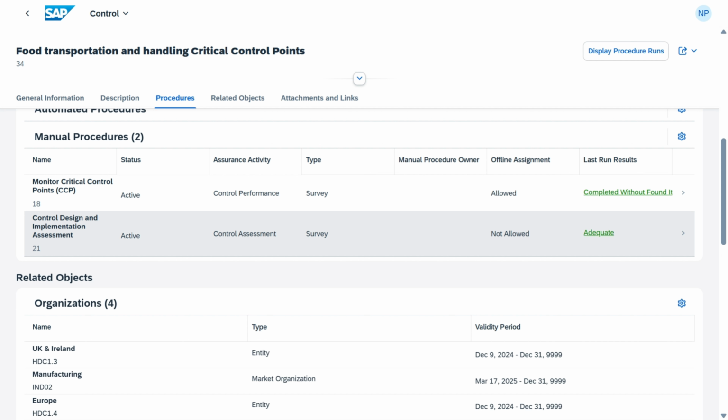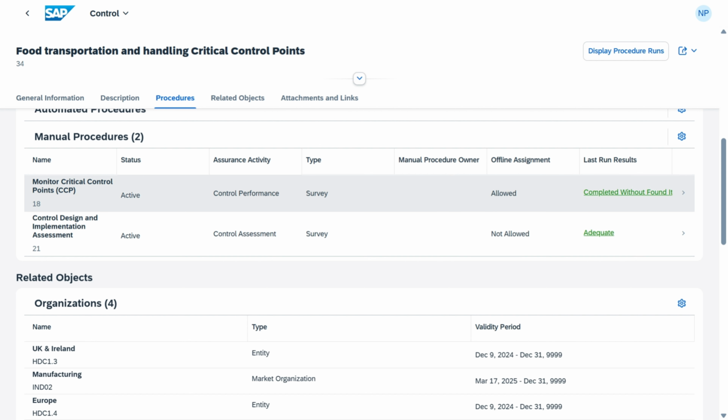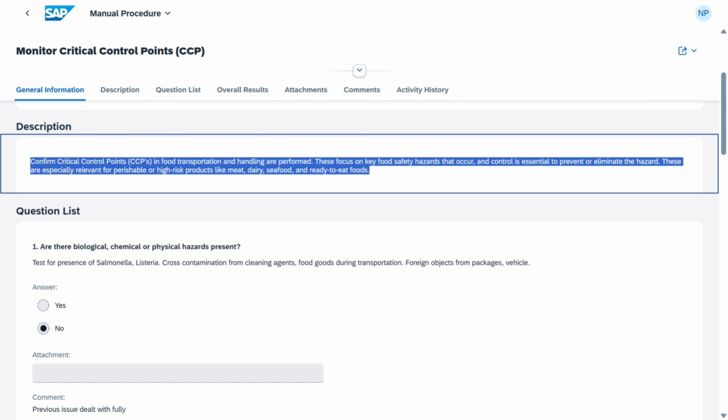There are 2 manual procedures for the control. One is to assess the adequacy of the control design for governance purposes. The other is the actual critical control points performance. Both have control test results we can easily investigate.